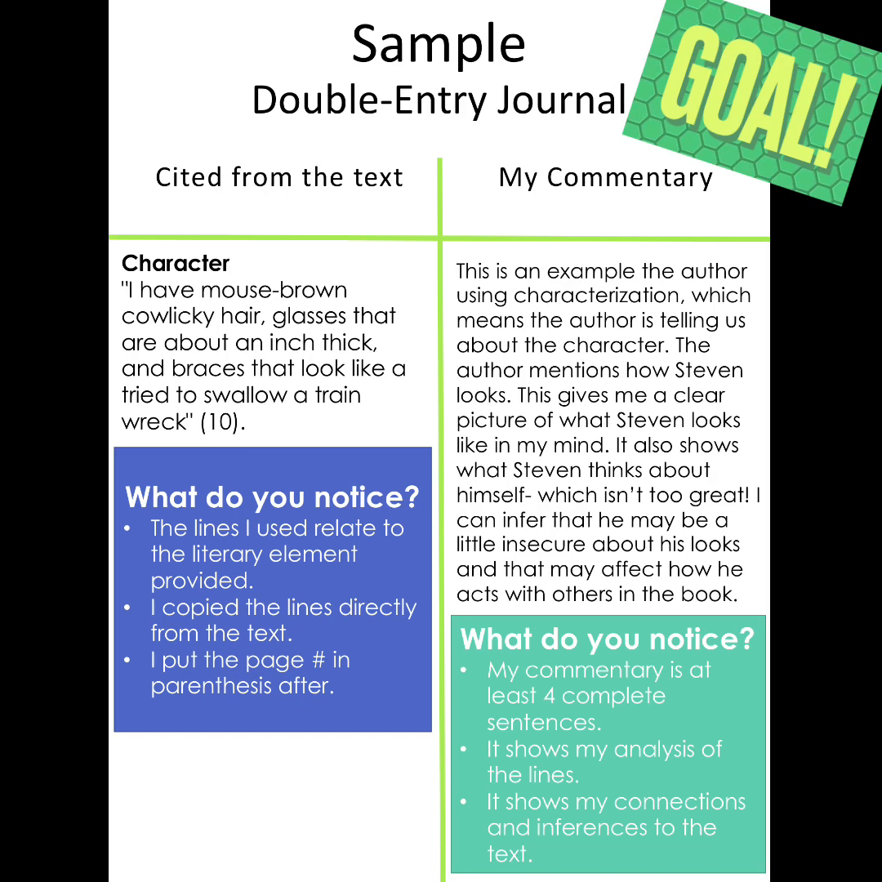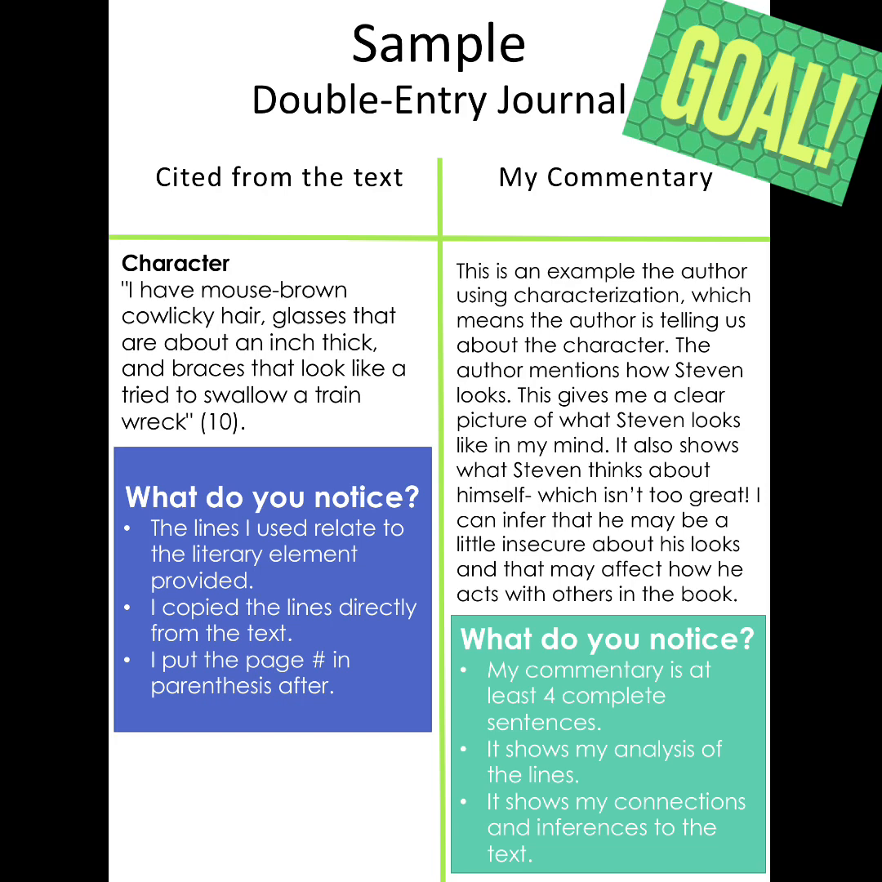My independent reading book is Drums, Girls, and Dangerous Pie by Jordan Sonnenblick. On the left-hand side, I will copy a line cited from the text, and on the right-hand side, I'll provide my commentary. I'm responding to the literary element about character traits, so I found this line on page 10 that talks about the character. It says, "I have mouse brown, cowlicky hair, glasses that are about 1 inch thick, and braces that look like I tried to swallow a train wreck."